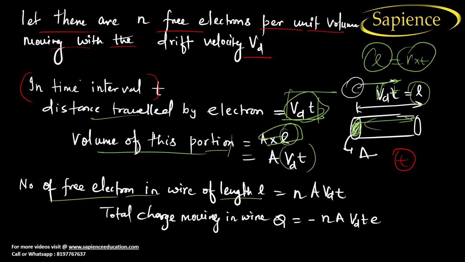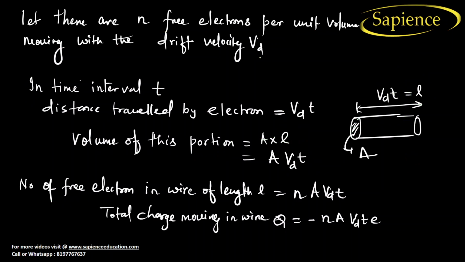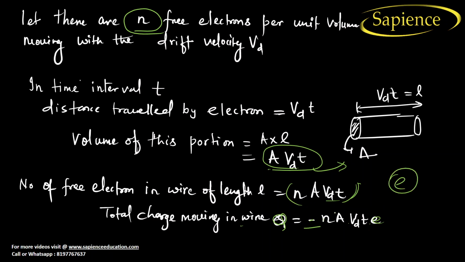Now, the number of free electrons in the wire is how much? In one unit volume, the number of free electrons is N. So in this much volume, the number of free electrons is equal to NA Vd t. Now the total moving charge we can consider as minus NA Vd t into e. Why minus? Because the electron has negative charge. One electron has charge e, so N electrons have N into e. So this is the total charge.